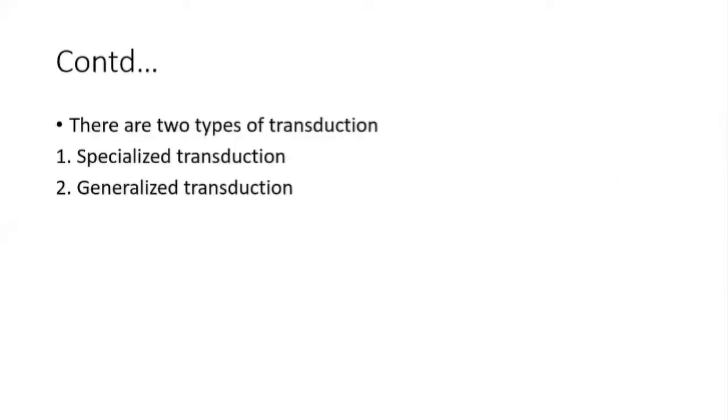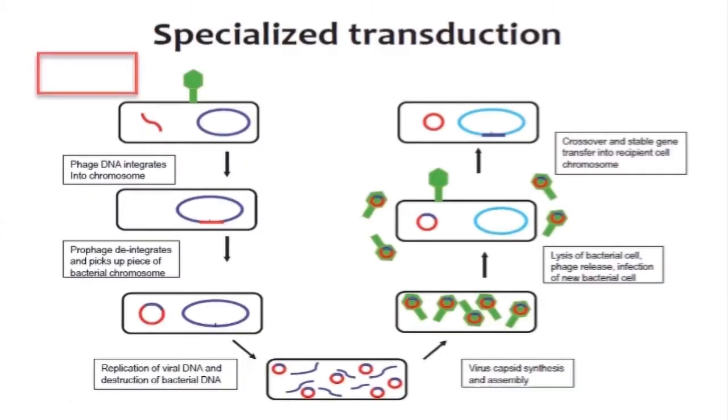Now, based on which life cycle the bacteriophage chooses, there are two types of transduction. One is specialized transduction and another is generalized transduction. So first let's start with specialized transduction. In specialized transduction, the bacteriophage undergoes a lysogenic cycle. So as in a lysogenic cycle, when a bacteriophage infects the bacterial cell, it injects its DNA, that is viral DNA, into the host cell. Now this viral DNA integrates itself into the bacterial chromosome by recombination and forms a prophage.